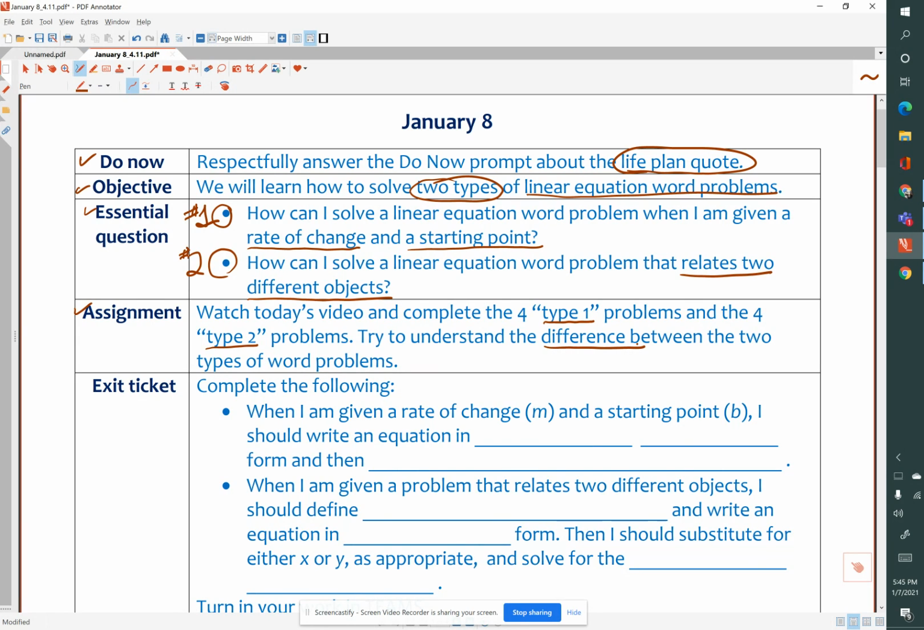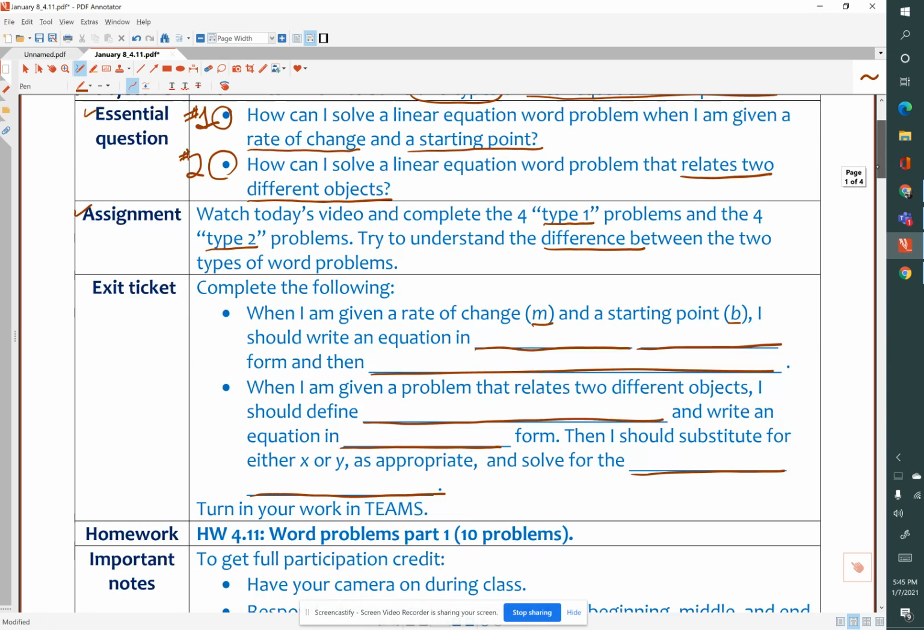So our exit ticket asks us to complete the following. When I am given a rate of change, which is our m, our slope, and a starting point, which is our y-intercept, I should write an equation in what form and then do what? When I am given a problem that relates two different objects, I should define what and write an equation in what form. And then I should substitute for either x or y as appropriate, and then what do I solve for? And of course, turn in your work in teams.